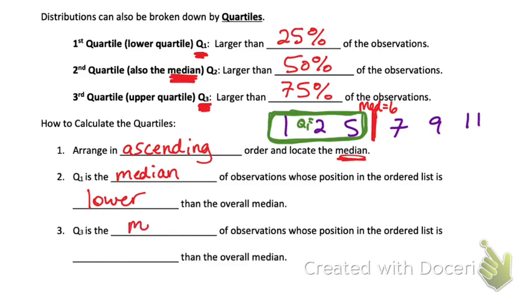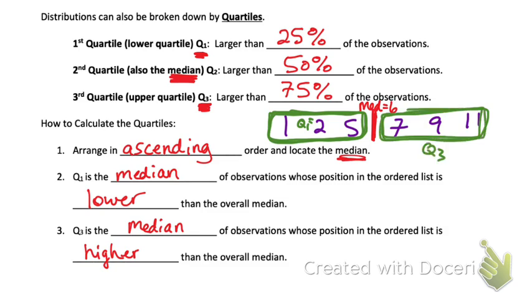Q3 is the median of the observations whose position in the ordered list is higher than the overall median. Again, it is the median of the upper half of the data. So what would be Q3? 9. 9 would be Q3. Very good. So Q1 is 2, Q3 is 9. That's how it works. What if there is an odd number of numbers?